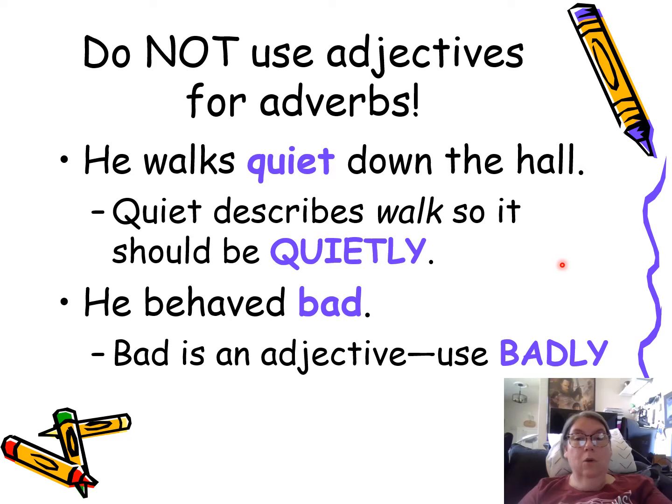So, he walks quiet down the hall. Quiet describes walk. So I should add an ly to this adjective to make it a correct descriptor for walks. Walks quietly down the hall. He behaved bad. Bad is an adjective. I'm describing behaved. So again, add ly to bad, and he behaved badly to make an adverb.